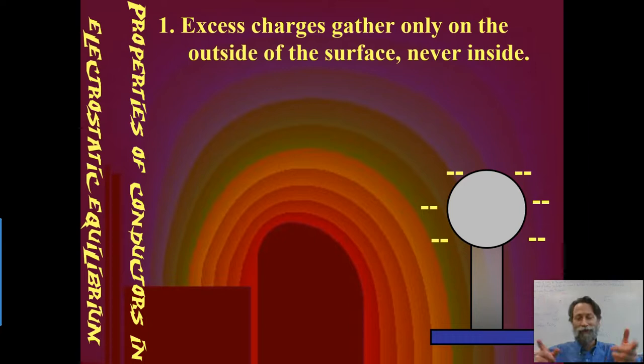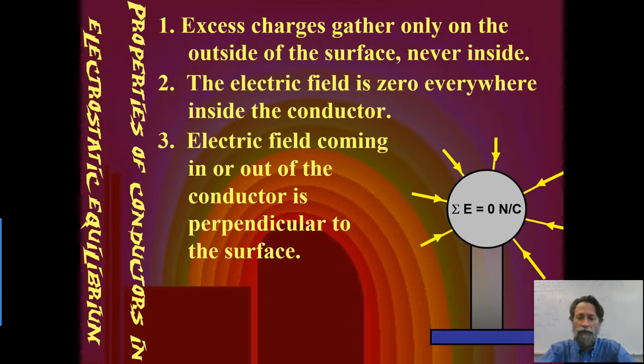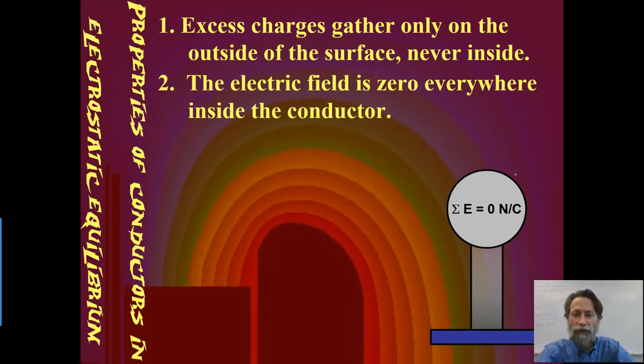That's a Van de Graaff generator. We're going to play with one of those. Number 2, the electric field inside is 0. So it's 0 everywhere on the inside. And you can kind of think through that. If I have a field that's coming one way on one side and a field that's coming the same way on the other side, then they will cancel out.